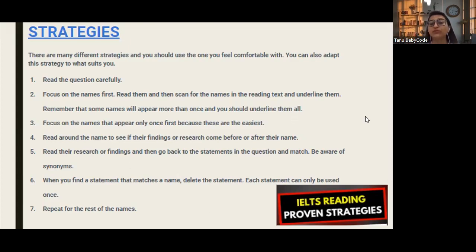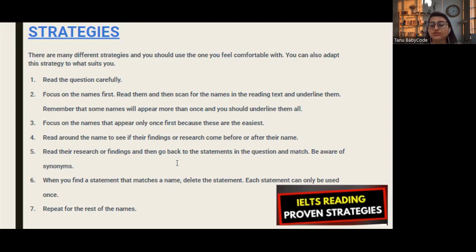Focus on the names that appear only once because these are the easiest ones, right? Because these are not repeating, so you can underline that. Read around the names to see if their findings or research come before or after their name. Yes, that is very important because, suppose you are reading John here, the statement related to John will be before or after his name only. You need not go anywhere. Just stick to the name of that person. Read their research, read their findings, go back to the question and then match it.